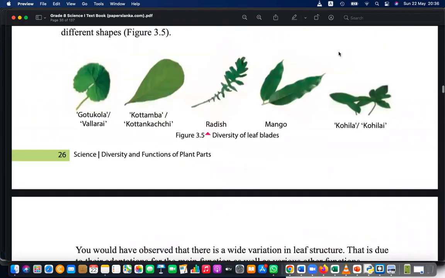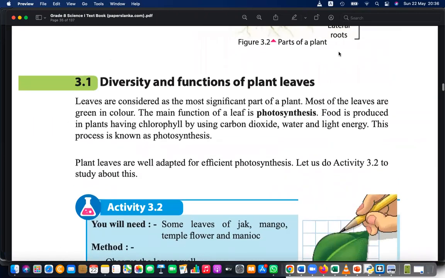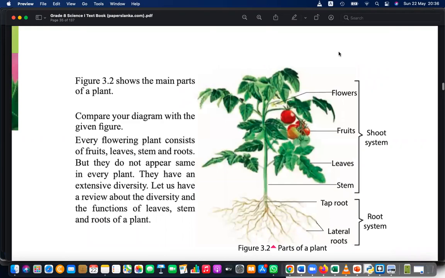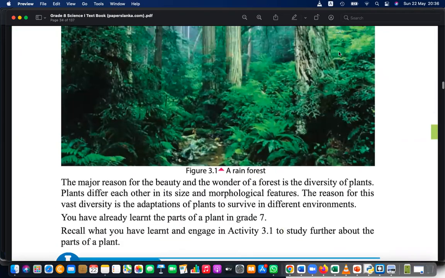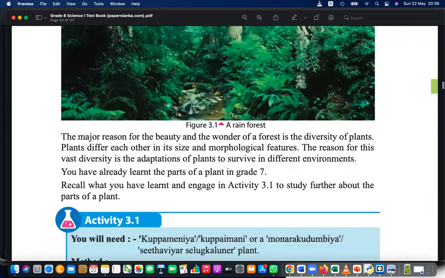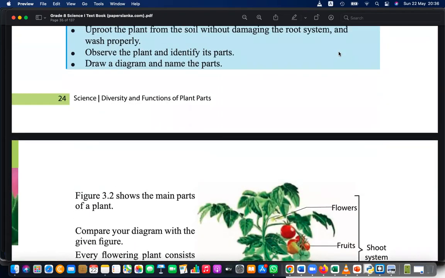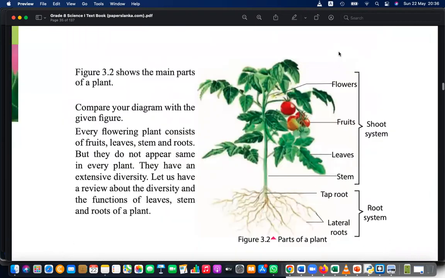Last day we discussed certain properties of plants and their components, and how plants are different from one another. To understand the diversity, we first identify the parts of the plant, like the shoot system and the root system. Under the shoot system, we discussed the flowers, fruits, leaves, and stem.